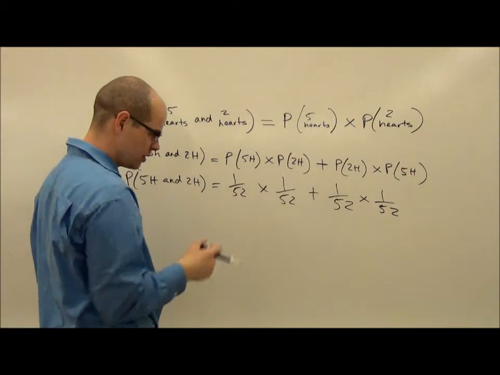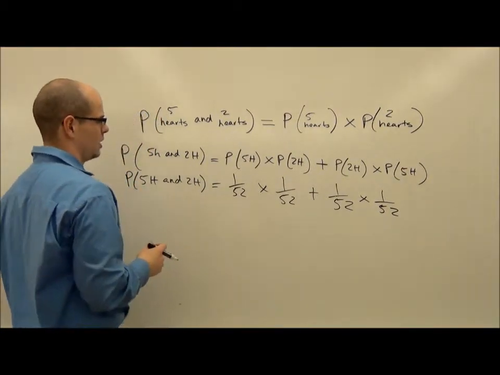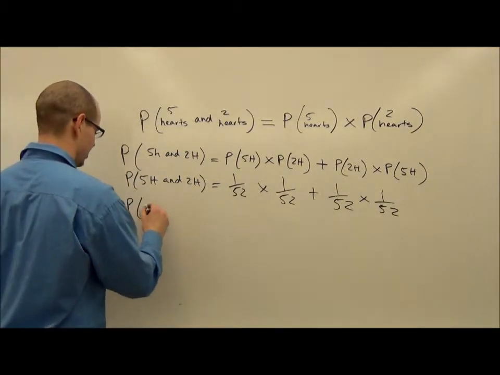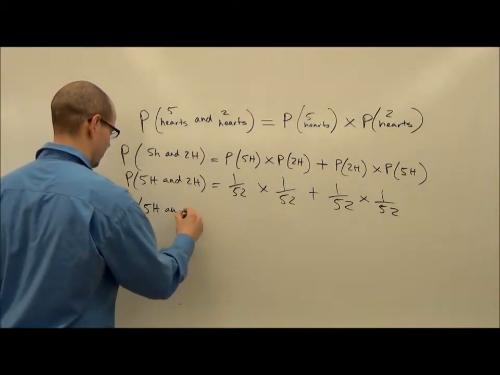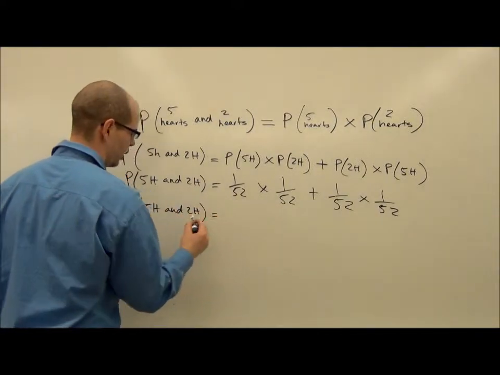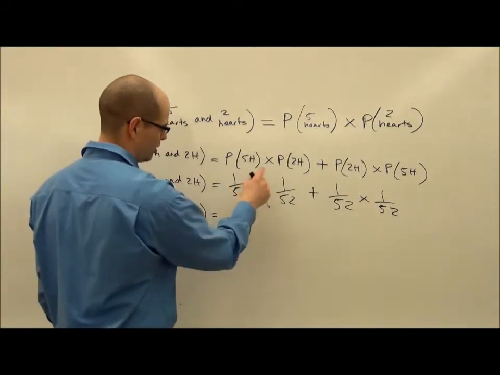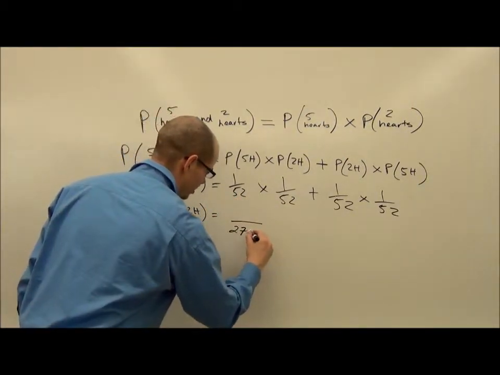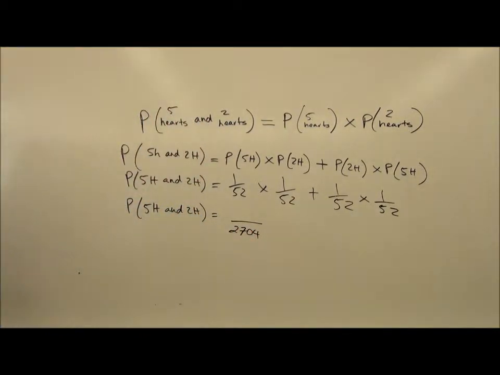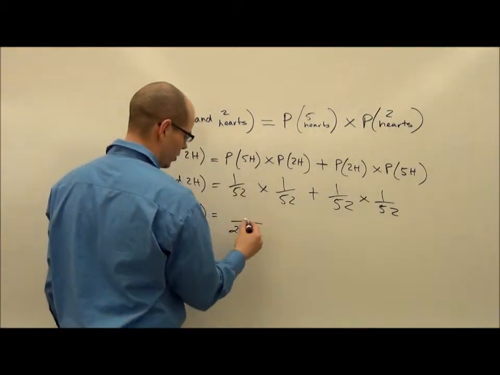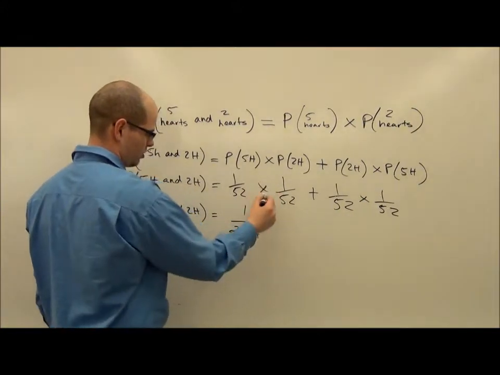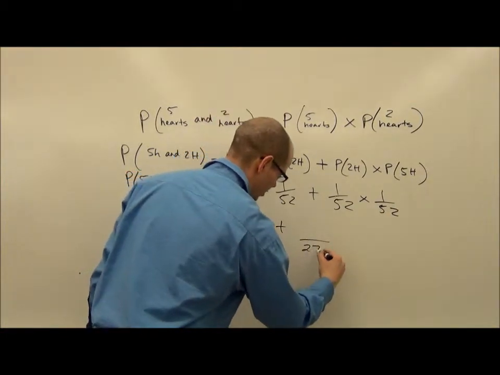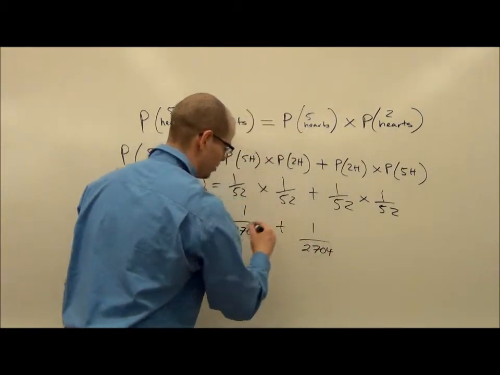Your calculator is going to struggle to put this in fractions, so I'm going to try and do this avoiding the ugly decimals that it gives. Remembering back to your junior high days, if you multiply fractions, it's numerator, numerator, denominator, denominator. 52 times 52 is 2,704. Yes? And 1 times 1 is 1. So this section reduces to this. And then on our other side, 52 times 52 is 2,704, and 1 times 1 is 1.